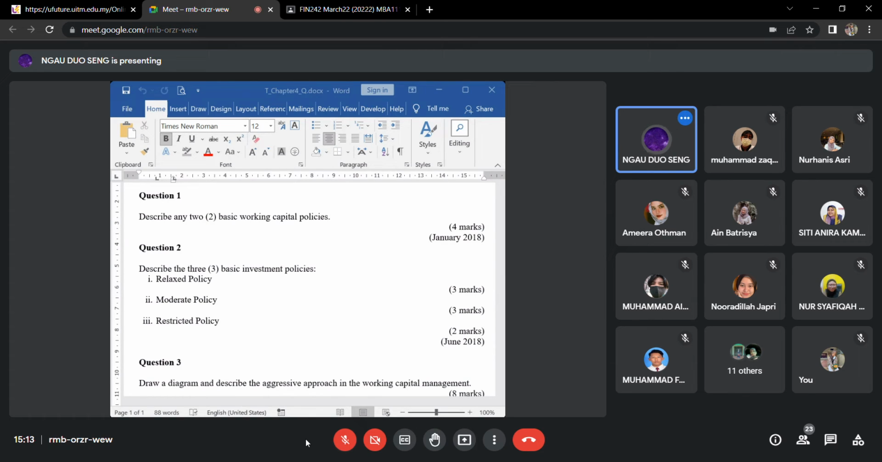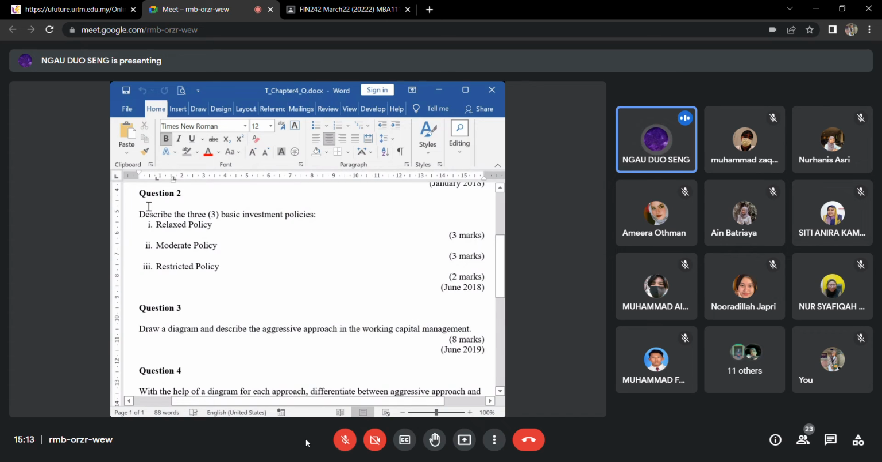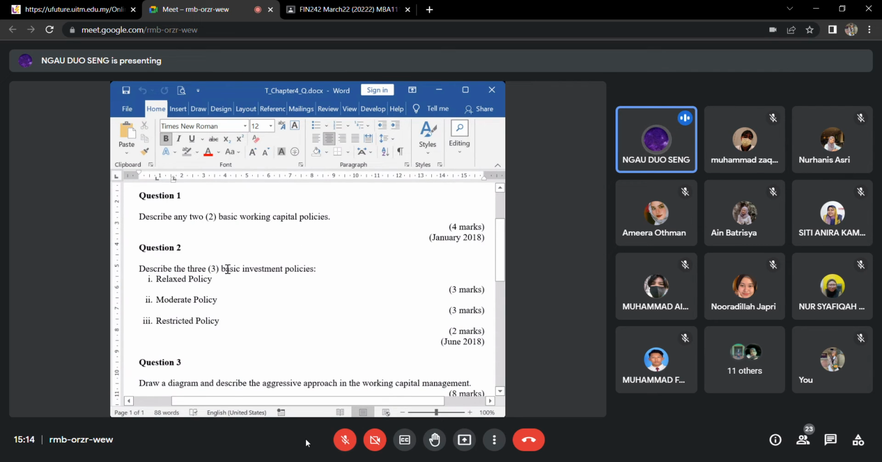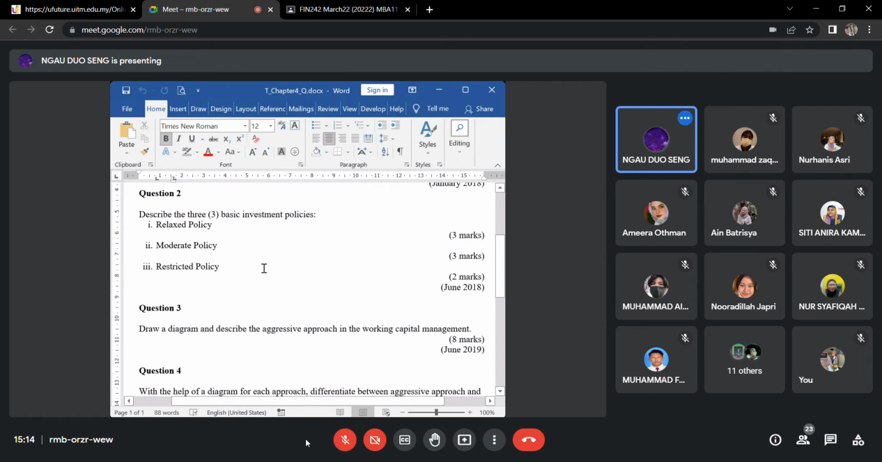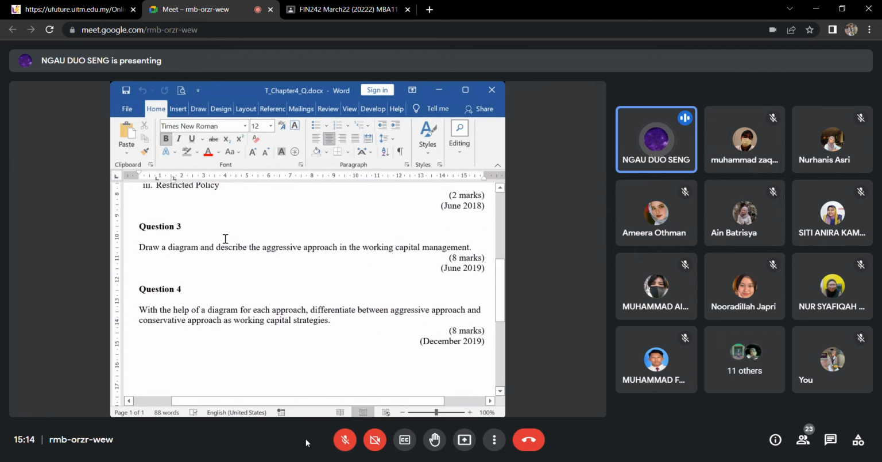So you choose any two. Actually, you can see I refer back to the past year question. They were just asking these 3 policies saja lah. Okay, so you can see question 2 pun sama. Describe the 3 basic investment policy. So relaxed policy, moderate policy, and restricted policy. This one sama lah dengan what I explained just now. So sama punya. Then this one, question 3, draw a diagram. So draw a diagram and describe the aggressive approach in the working capital management.